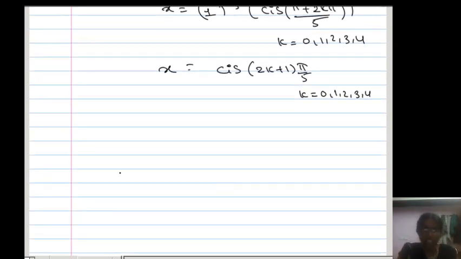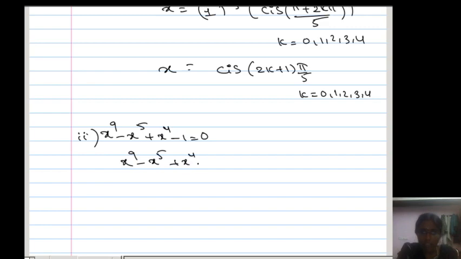Next, what is our next question? You have x power 9 minus x power 5 plus x power 4 minus 1 equal to 0. This is equivalent to x power 9 minus x power 5 plus x power 4 minus 1, where x power 9 can be written as x power 5 into x power 4, minus x power 5 plus x power 4 minus 1.